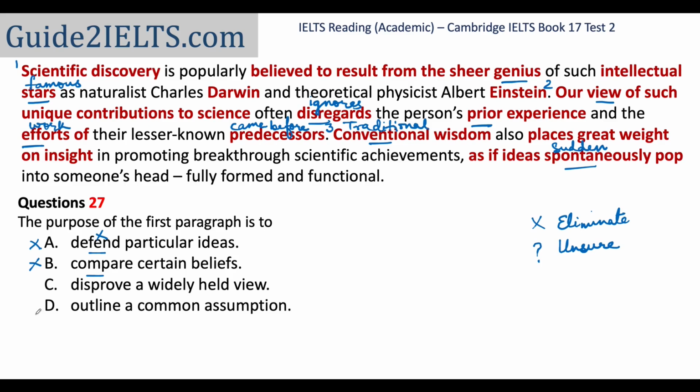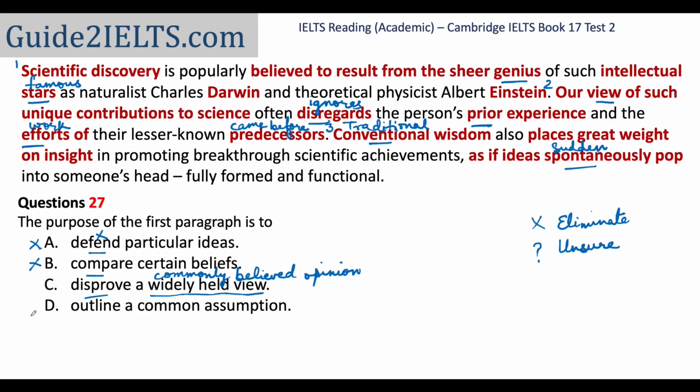Option C, disprove a widely held view. A widely held view is something that is commonly believed. The first sentence mentioned popularly believed. The third sentence mentioned conventional wisdom. This is the widely held view. Disprove means to prove that something is false. The tone of this paragraph seems to be against this view, but nowhere does it clearly go against it. It is not saying that this view is completely false.